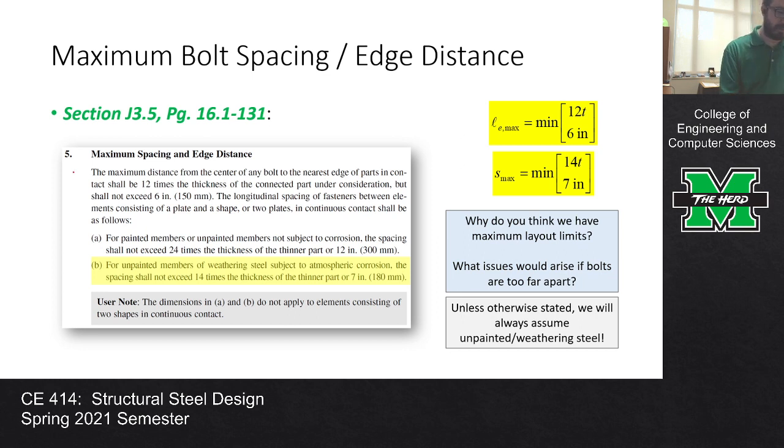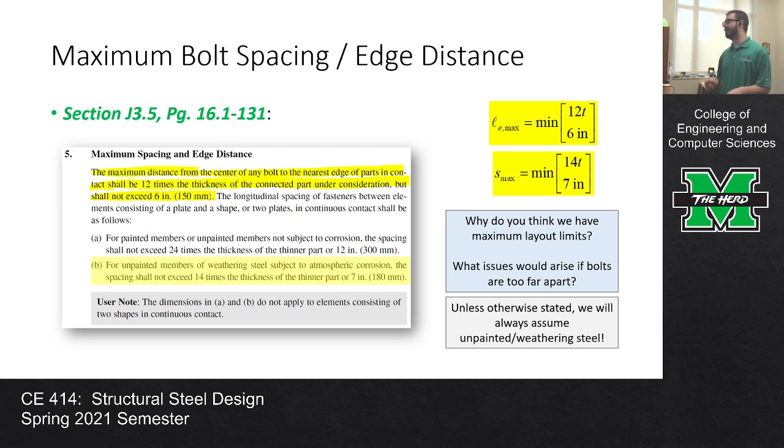So, let's take a look at the spec. Let's see if I can do a blue highlighter. I don't like that, that's a little dark. Let's just go with yellow. First off, we have this right here, the maximum distance. The maximum distance from the center of any bolt to the nearest edge shall be 12 times the thickness of the connected part under consideration, but shall not exceed 6 inches.